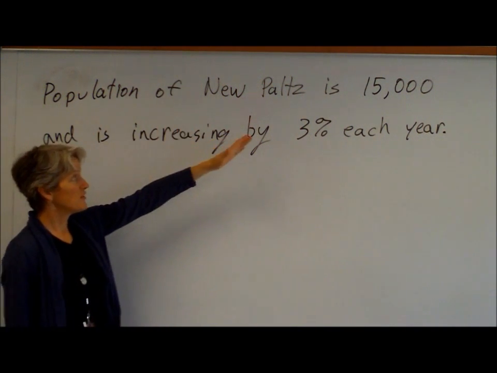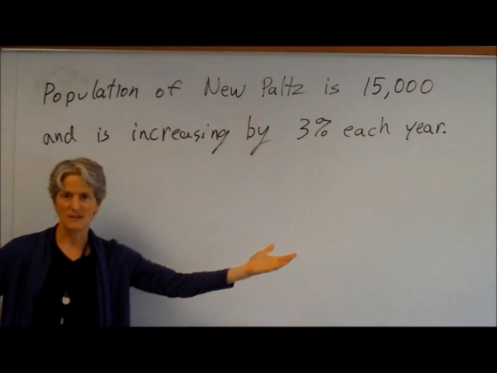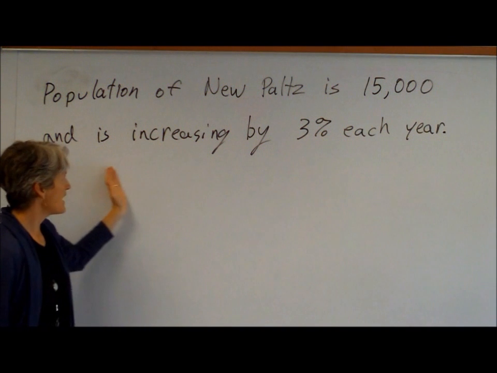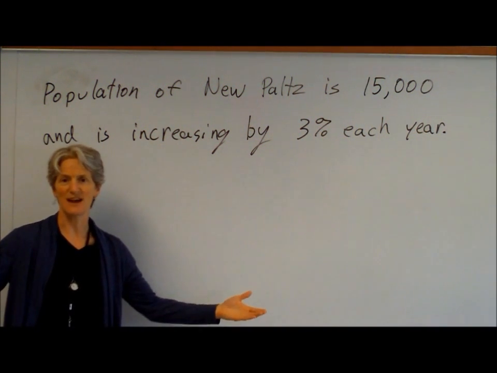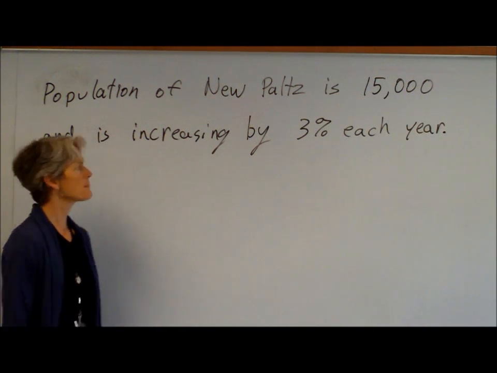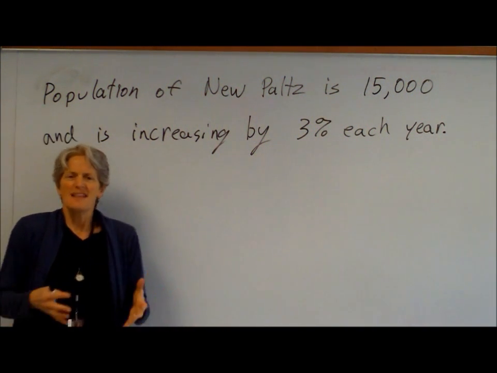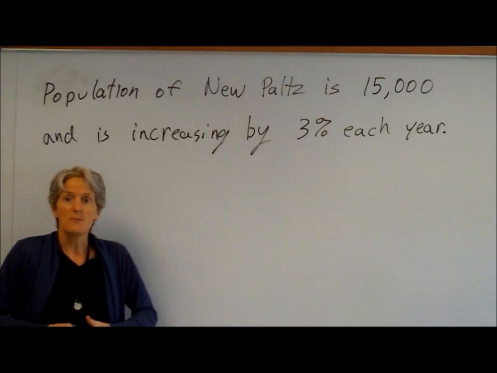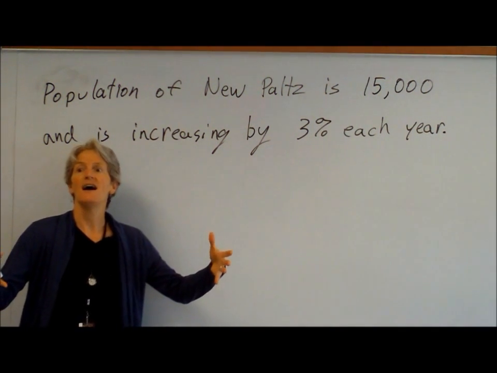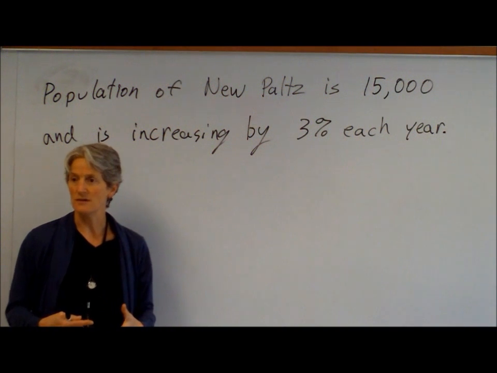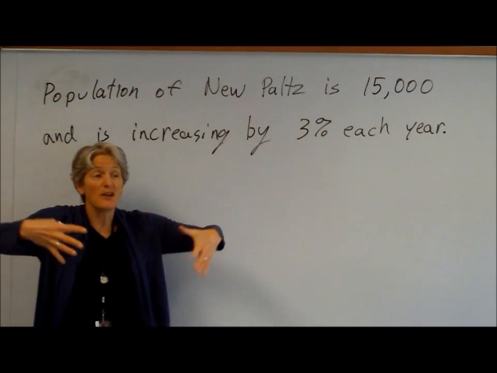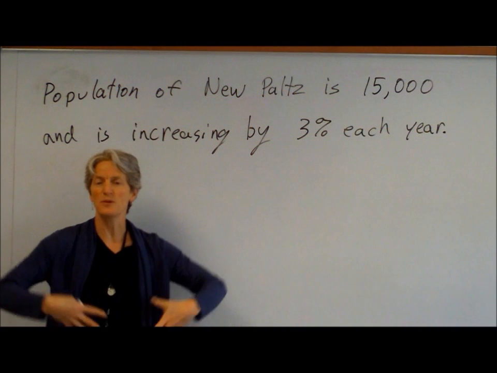Let's say the population of New Paltz is 15,000, seems about right. And let's say the population is increasing by 3% each year. I don't know if that's actually happening, but it's reasonable. So what does that really mean? That means that next year, the population is going to be 103% of what it is this year. The year after that, it's going to be 103% of what it was the previous year.